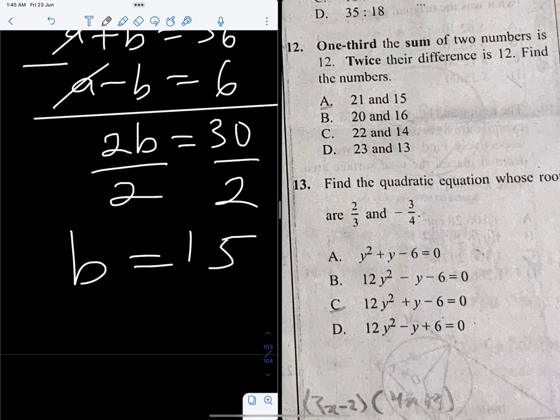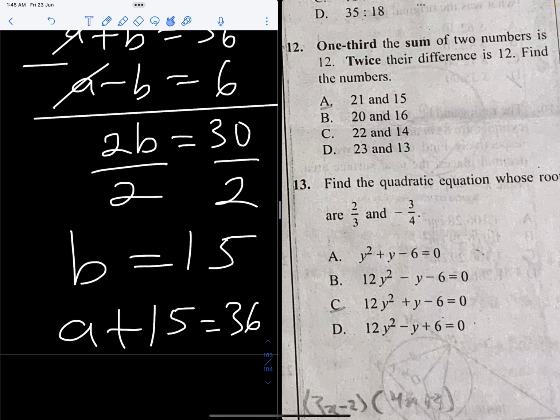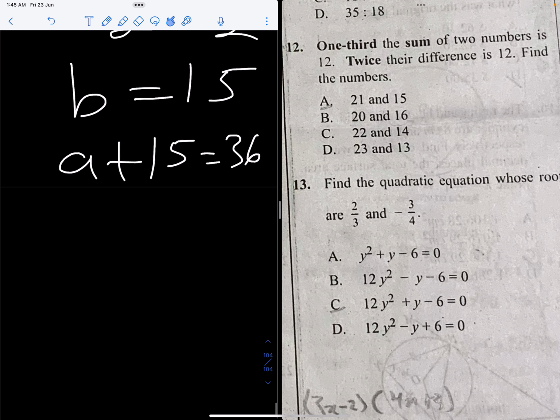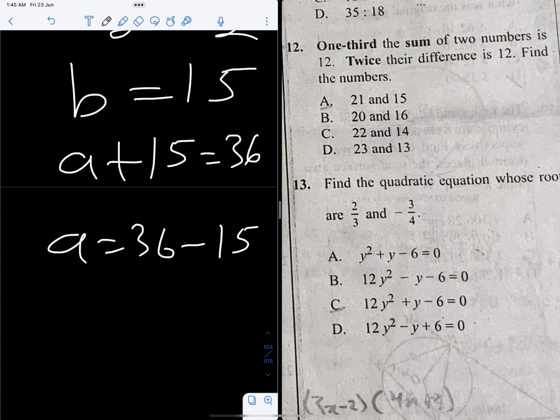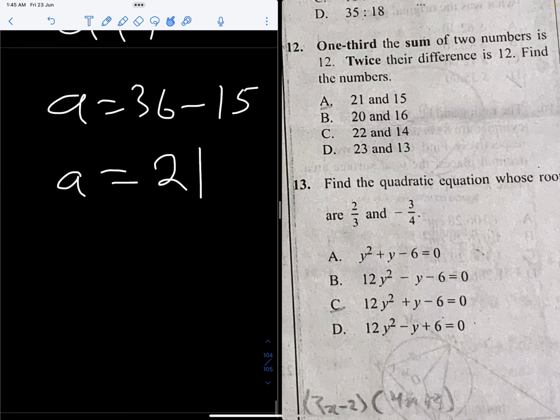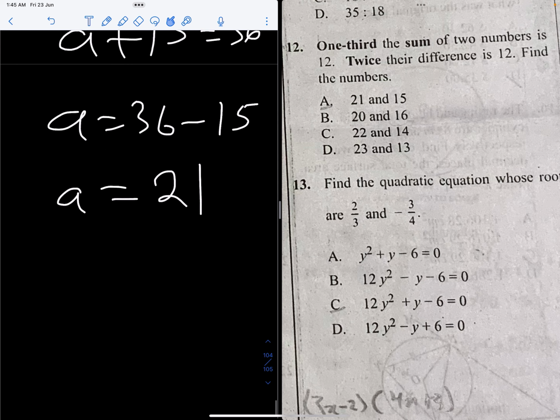That means b equals 15. And we already said a plus b equals 36, so a plus 15 equals 36. That's putting b in equation 1. That simply means a equals 36 minus 15, which is 21. And the question says find the numbers. Therefore, the numbers are 15 and 21, or if you like 21 and 15, and the correct option is A.